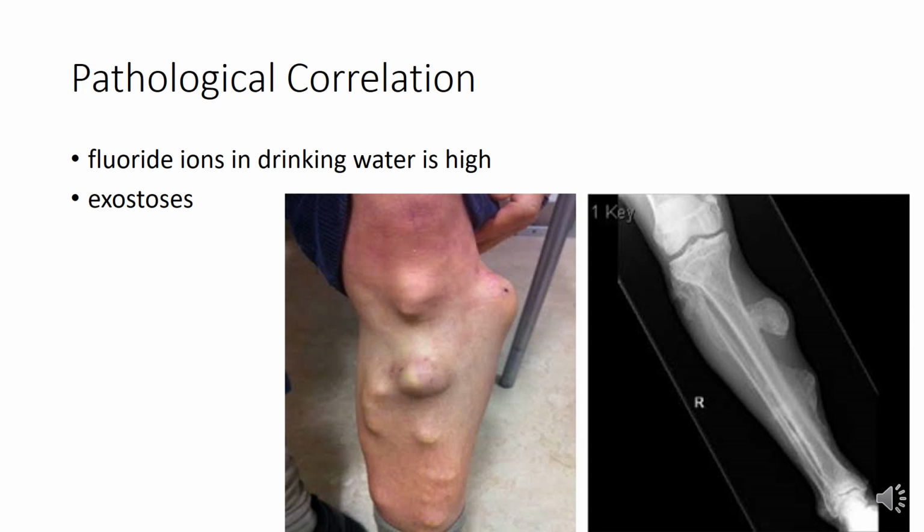Coming to pathological correlation, fluoride is again an inorganic ion present within the bone matrix, and if the fluoride level is high in drinking water, fluoride ions can get deposited, leading to formation of exostosis. So we have seen 2 conditions where exostosis can develop. One is a tear of the fibrous periosteum, which will lead to spilling out of the osteogenic bone tissue. The second is skeletal fluorosis, or the excessive presence of fluoride ions in drinking water, which can lead to formation of exostosis.